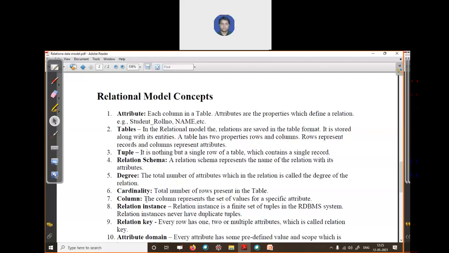A column represents the set of values for a specific attribute. Name is one column, age is one column, mobile number is one column. This just shows the specific attribute and its own type. Name is just text, age is numeric values, and so on.